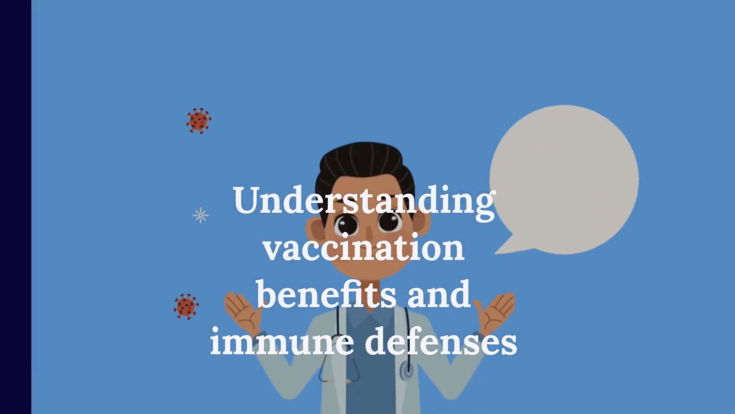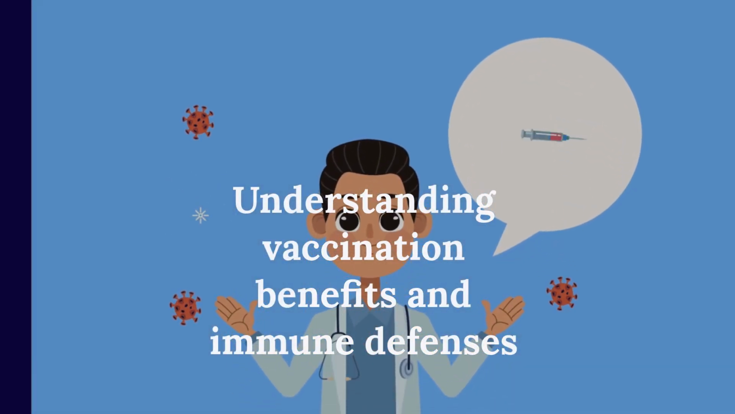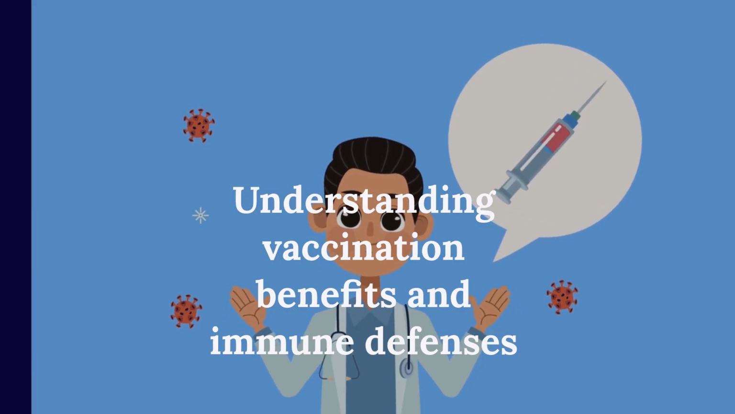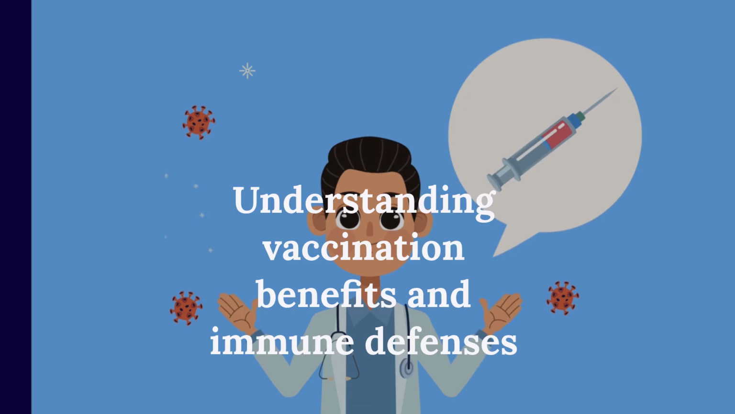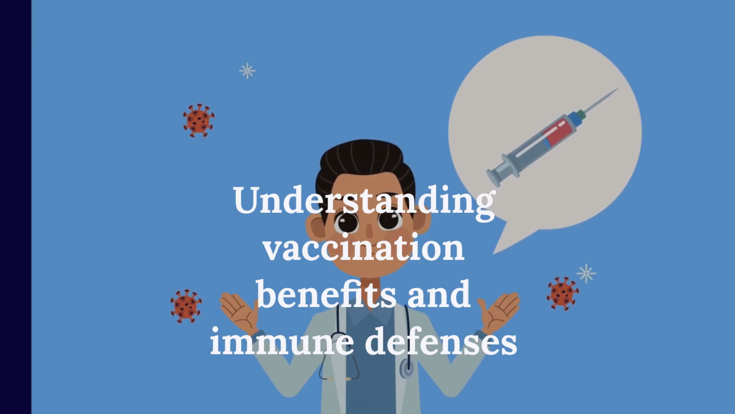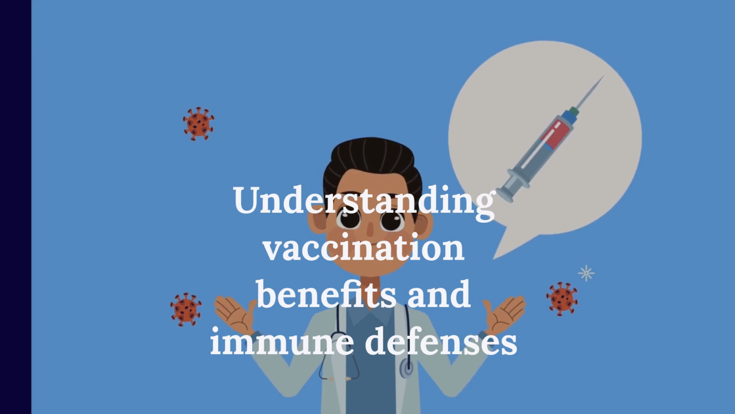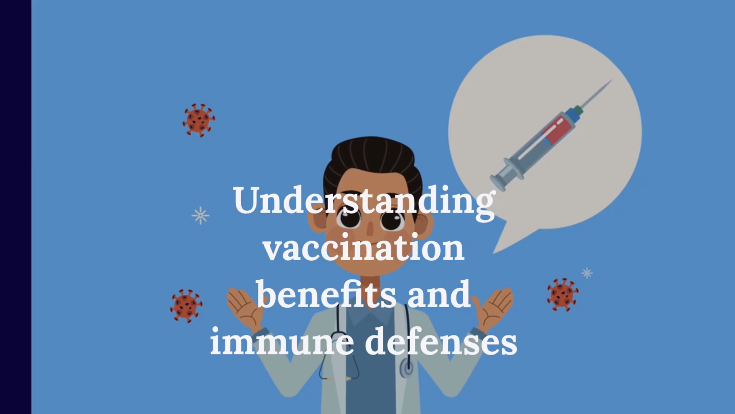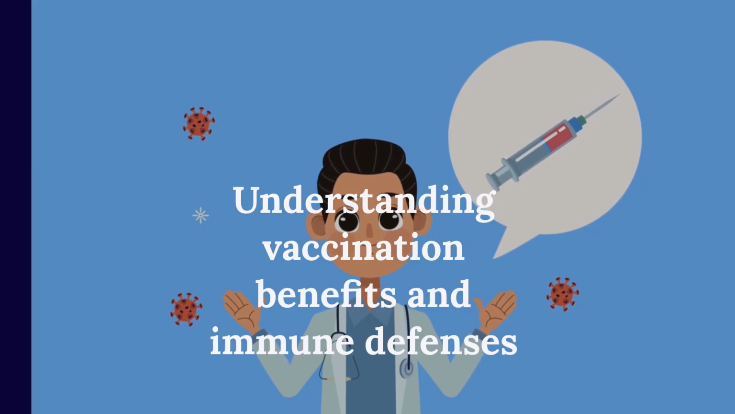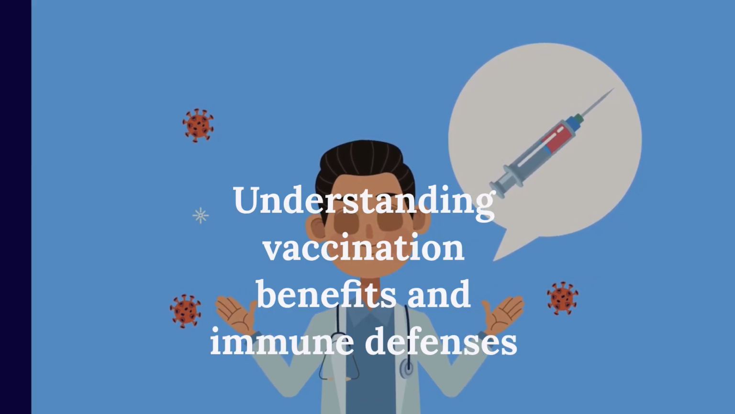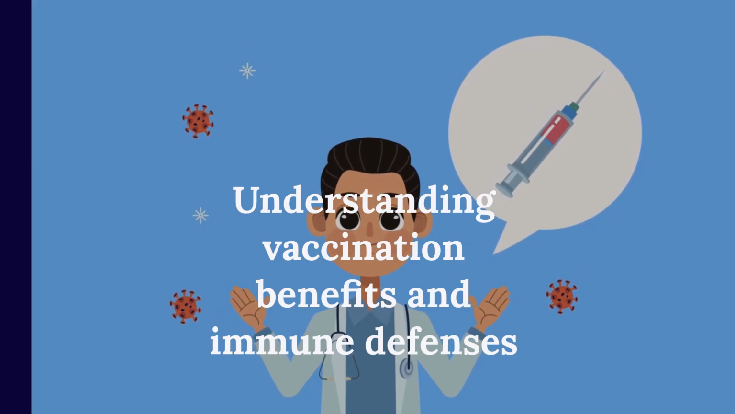Key learning outcomes include understanding vaccination benefits and specific immune defense mechanisms. You will describe major immune system components. Explanation of primary and secondary immune responses is essential. This knowledge forms the basis for further discussion. The focus is on clarity and scientific accuracy.